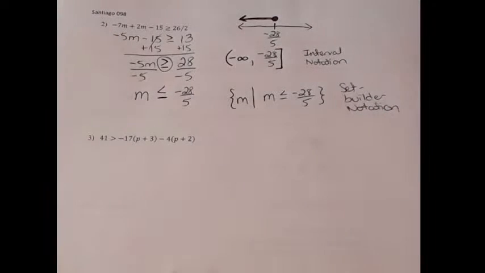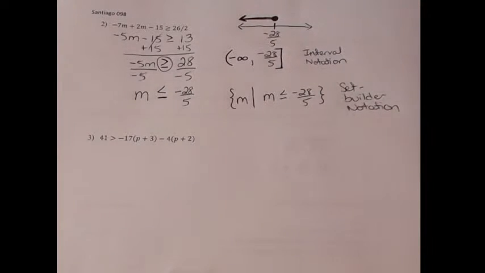Your turn. I would like you all to do number 3. Be super careful about how you interpret this. Read it very carefully. I'm saying that for a reason. 41 is greater than negative 17 times p plus 3 minus 4 times p plus 2. Let's see what you got. Good luck.